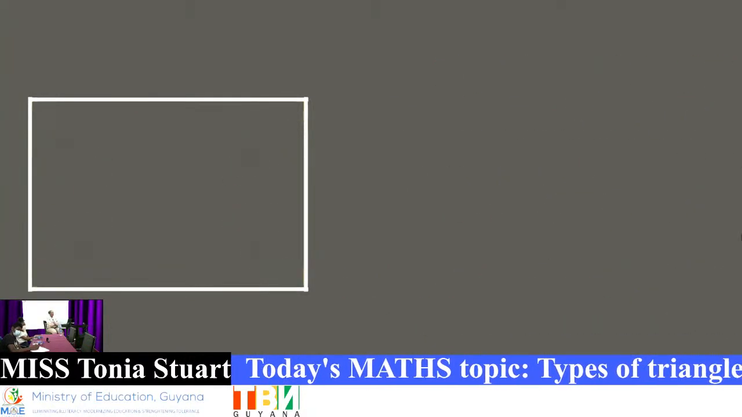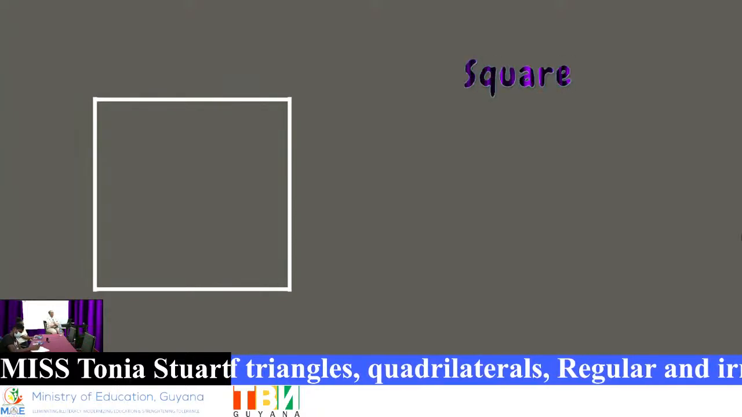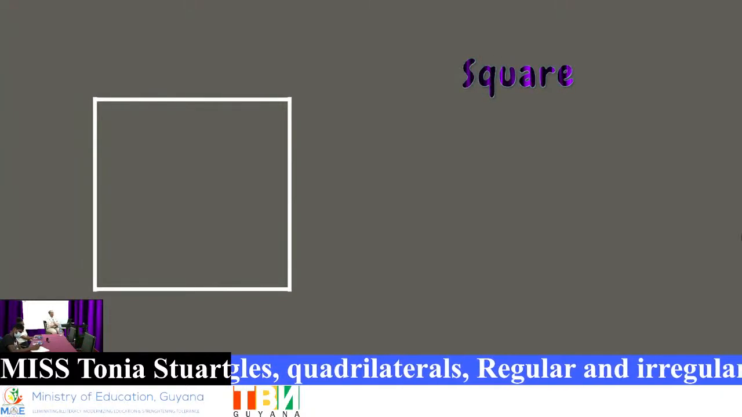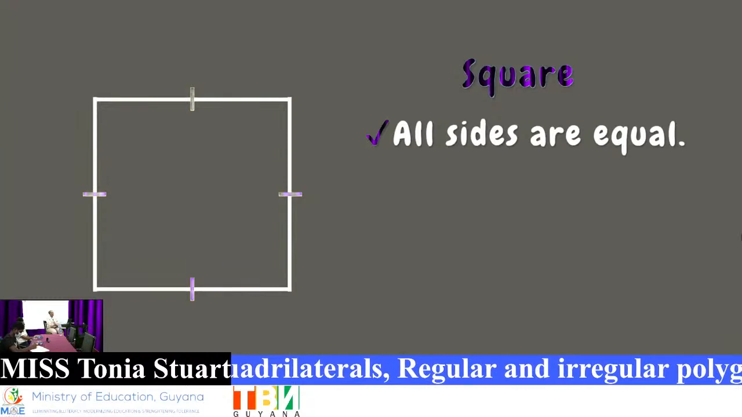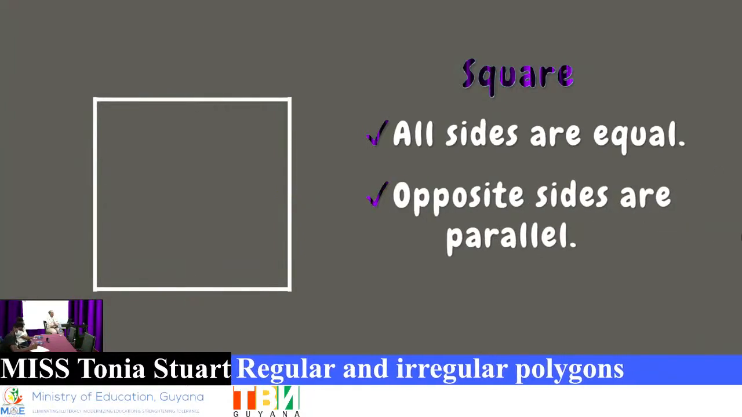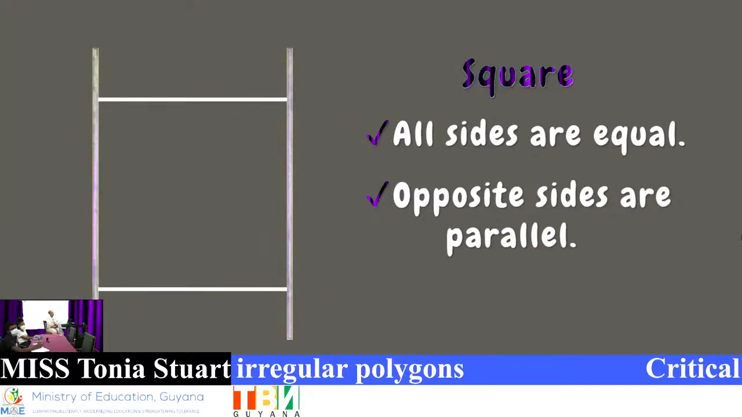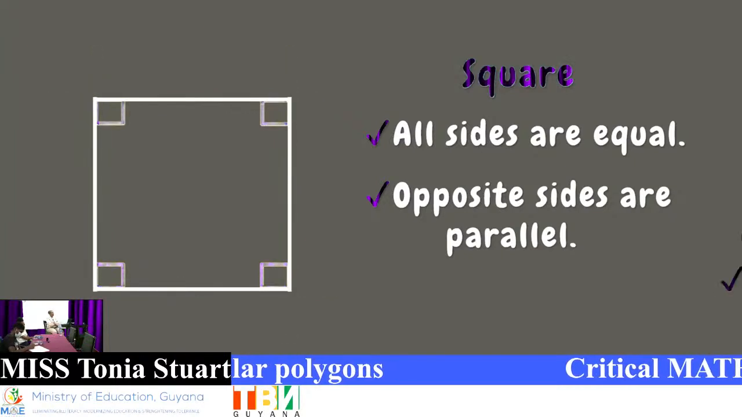Now let's try to change the measure of its length like this. Do you know what quadrilateral is this? If you said square, you are right. In a square, all of its sides are equal. And like the rectangle, its opposite sides are parallel. And it also has 4 right angles.